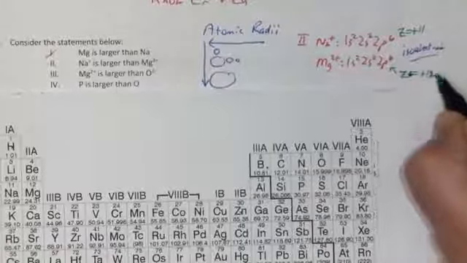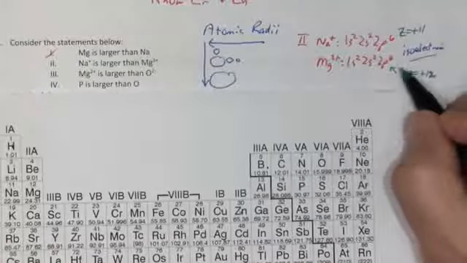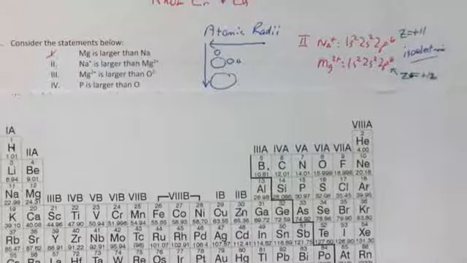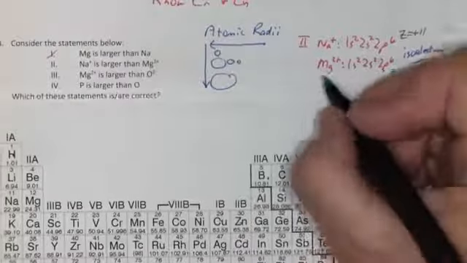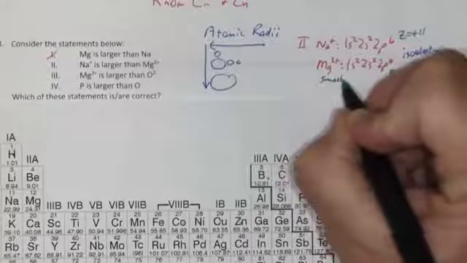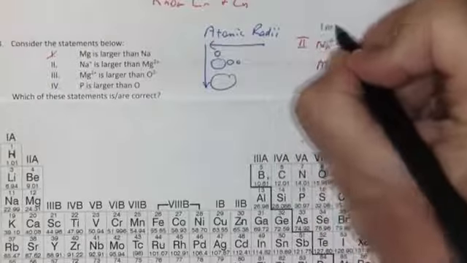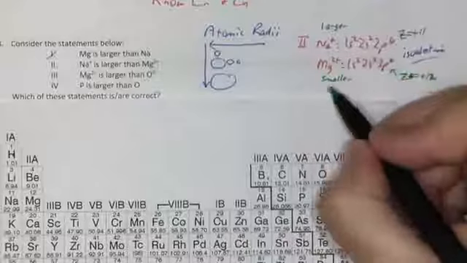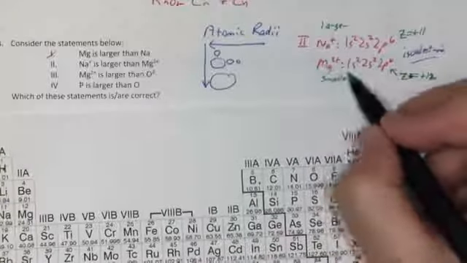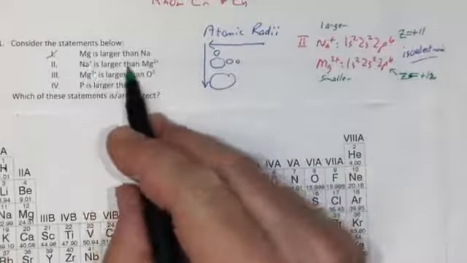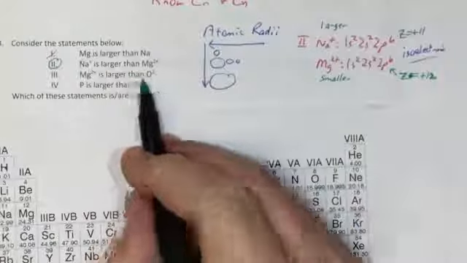nuclear charge, and that should make sense. I have more positively charged protons here pulling the electrons close to the nucleus. So magnesium is smaller than sodium, which is larger. They both have the same number of electrons, but magnesium has more protons pulling them in more tightly. By Coulomb's law, this is smaller. So this says sodium is larger than magnesium. That's a true statement.